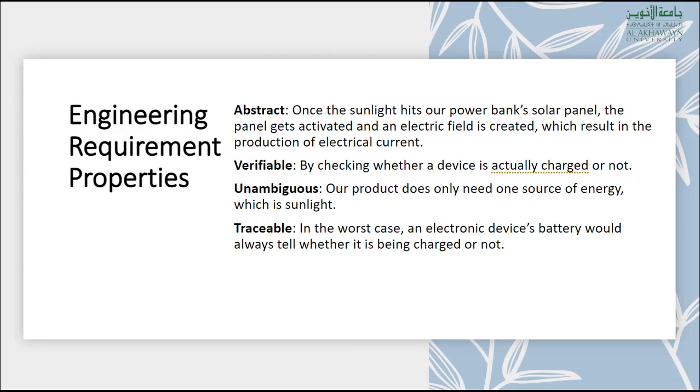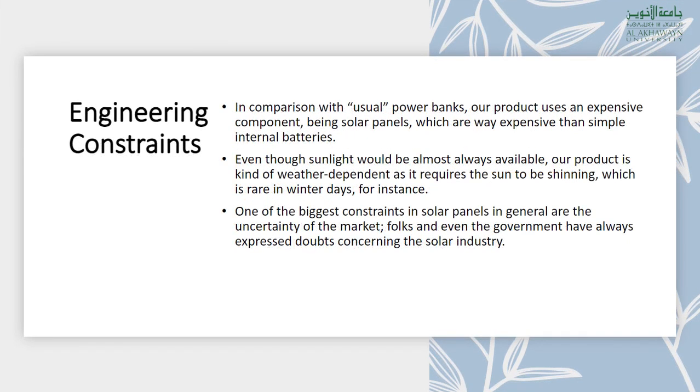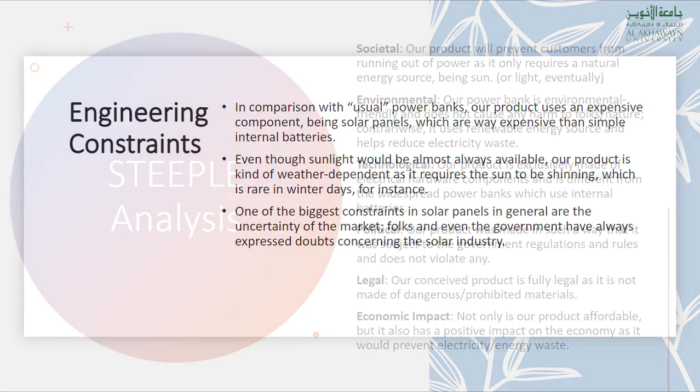As of the engineering requirement properties, our power bank has four main properties. It is abstract, verifiable, traceable, and unambiguous. Obviously, we encountered many engineering obstacles when conceiving our product. However, we were able to put it to an end despite the constraints that can be seen in the screen.